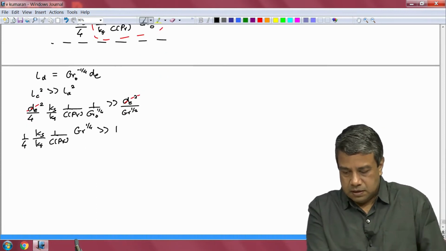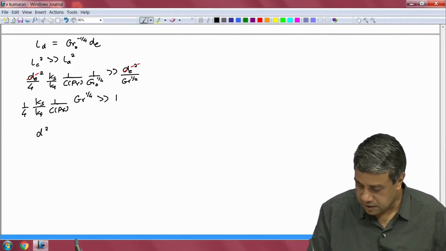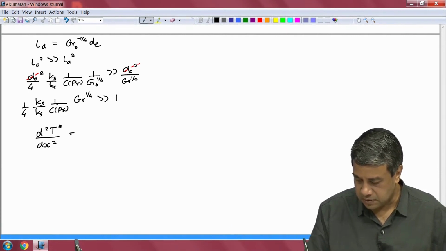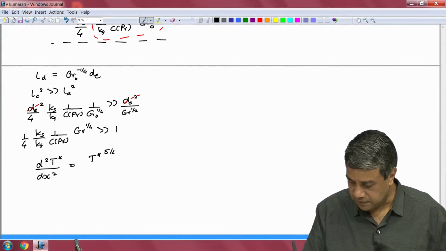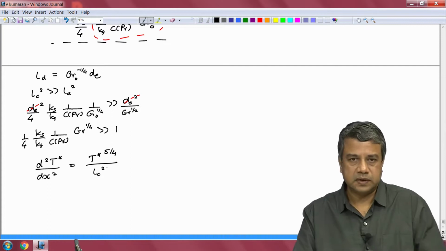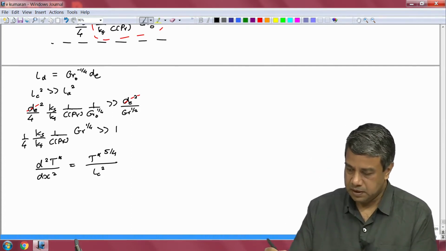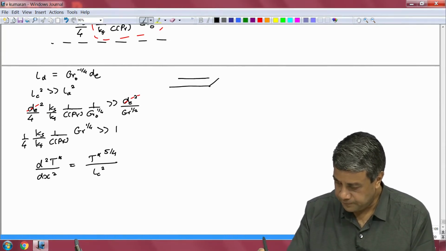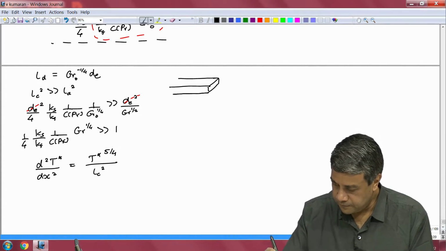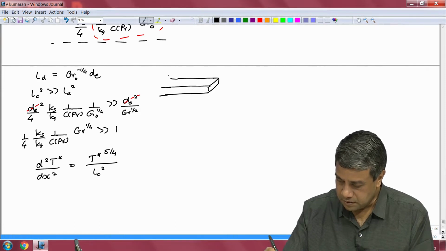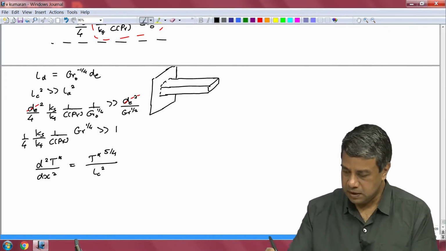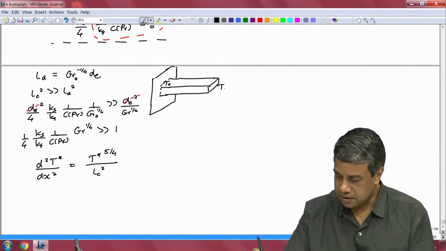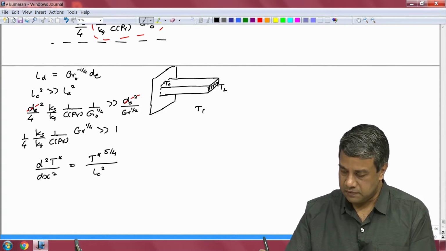So, the balance equation becomes d square T star by dx square is equal to T star power 5 by 4 divided by LC square. That is what the balance equation becomes. And if you recall the configuration of the fin, it was fixed to the wall. The temperature was T naught here. And we had said that the temperature at the other end is TL and this other end is insulated. The fluid temperature is TF.